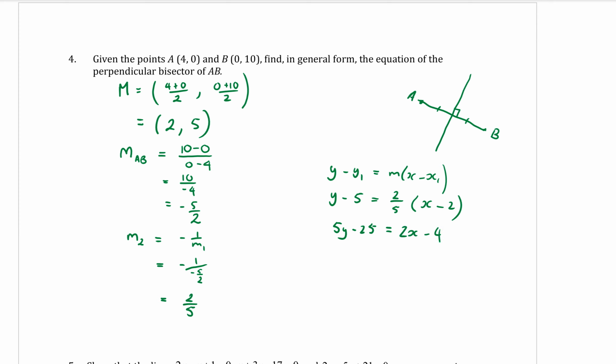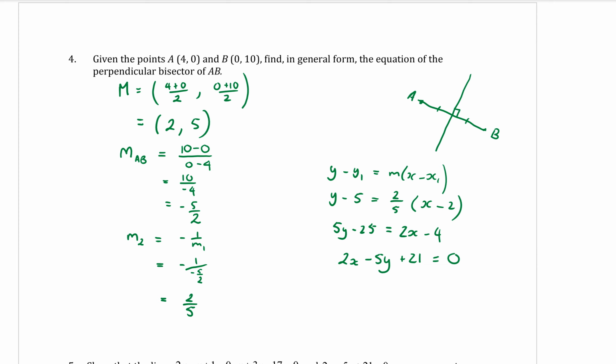Now to get everything in the right order, the x term needs to be positive. It's positive where it is. So the 5y and the minus 25 I'm going to move to be on the right-hand side. So that's 2x minus 5y. And the minus 25, I'll be adding that to the other side, which means a positive 21, because it's minus 4 plus 25, which is a positive 21. And there's my equation of my perpendicular bisector.